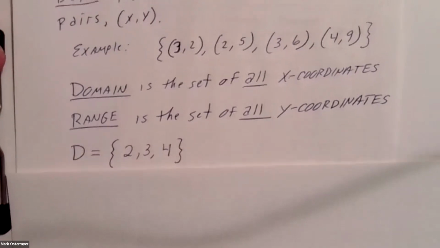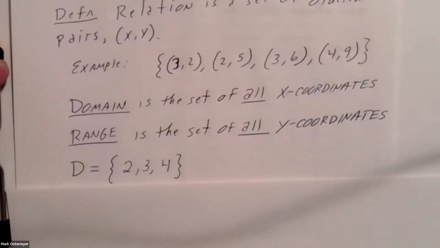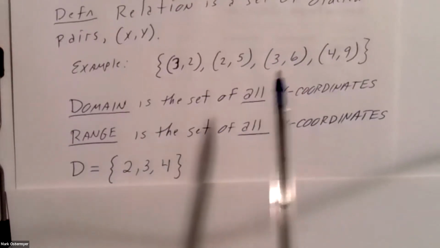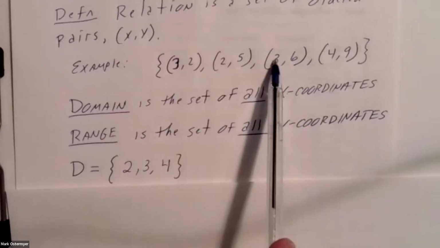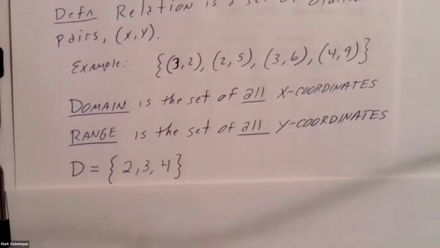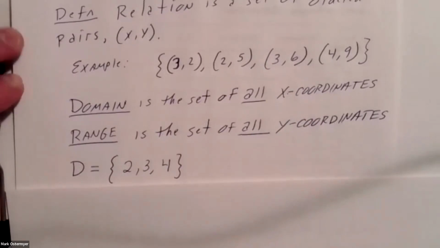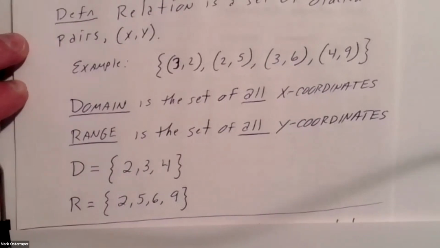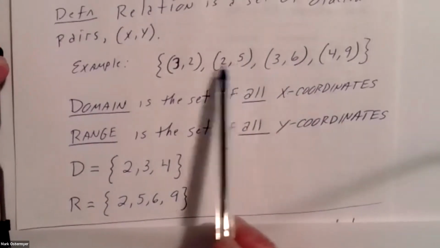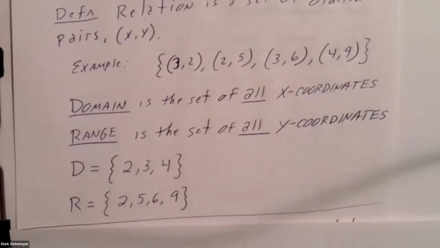So for my relation above here, what would be the domain? It's the set consisting of all x coordinates. 2, 3, 4. You do not have to list 3 twice. 2, 3, 4. That's the domain. Notice the domain of this relation is a finite domain. What would be the range, denoted as uppercase R? The range would be the set of all the y coordinates. That would be 2, 5, 6, and 9. Any questions about any of this so far?